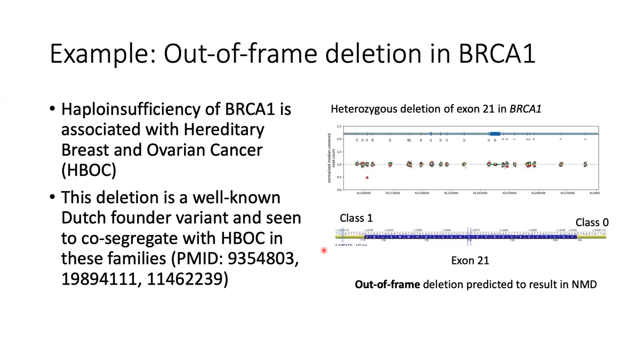All right, so some examples. Okay, so here we have a deletion in the BRCA1 gene of a single exon.